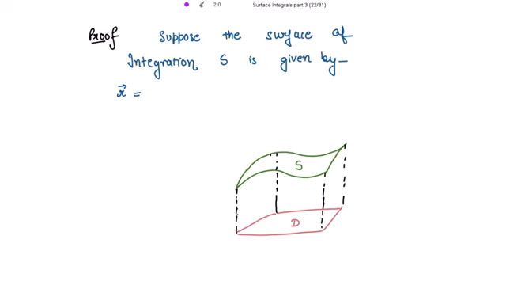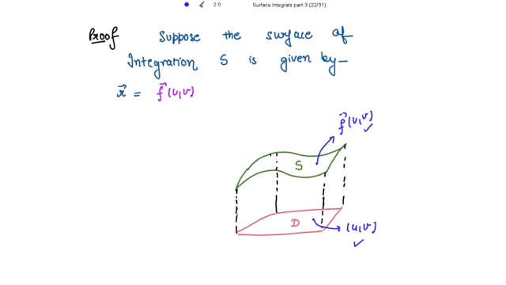Suppose the surface S of integration is given by r vector equal to f vector (u, v), where this (u, v) is a point in the plane D, right? And its image is formed in the surface S. So if I have the point (u, v) in D, then its image, that is f vector (u, v), is present in the surface S. So there is a one-to-one correspondence between this point and this image, right? So the surface S arises as the image of a certain region D of the UV plane. So there corresponds one and only one point in S.